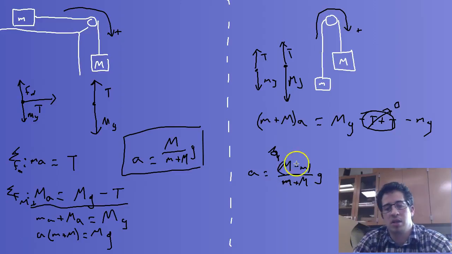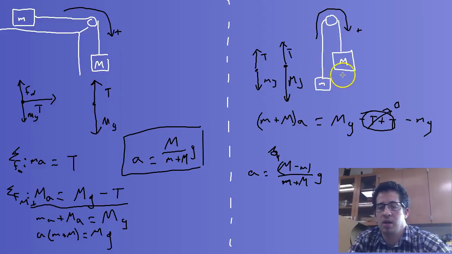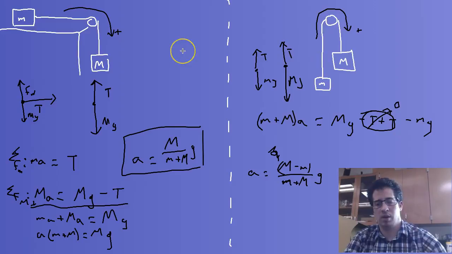Okay, and you can see that this system has less acceleration than this system because these masses are fighting each other, right? Their weights are fighting each other a little bit, and so the net force on this system in this case is a little bit greater than it is in this case. Okay?